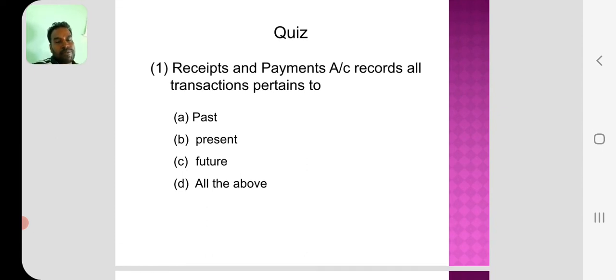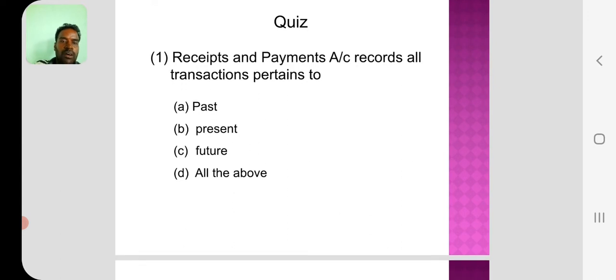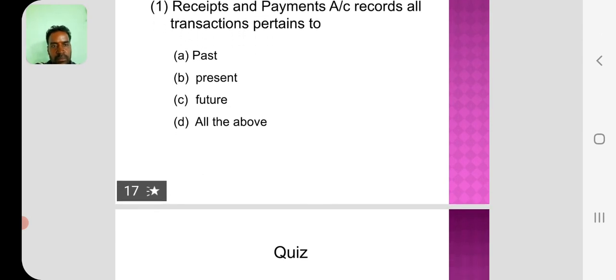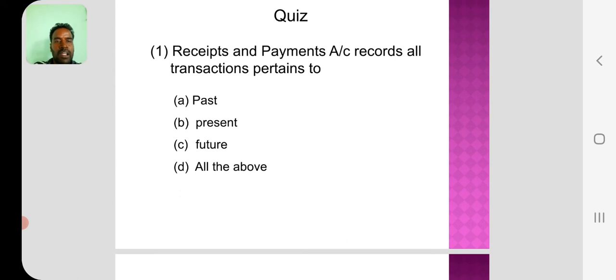Here is a quiz. Receipts and payments account records all transactions pertaining to: past transactions, present, future, or all the above. Already we know that receipts and payments account records all cash transactions, whether past, present, or future, whatever it may be. It should be a cash transaction. So the answer is D, all the above.